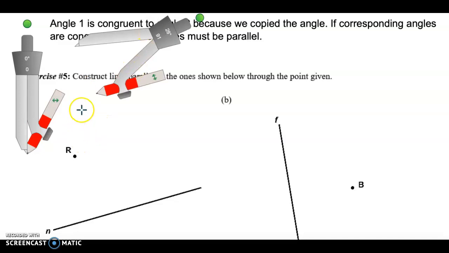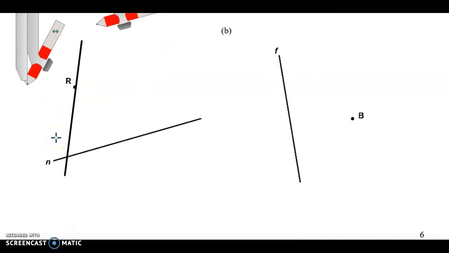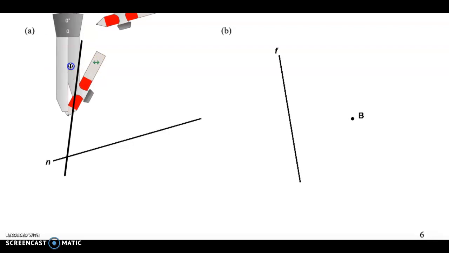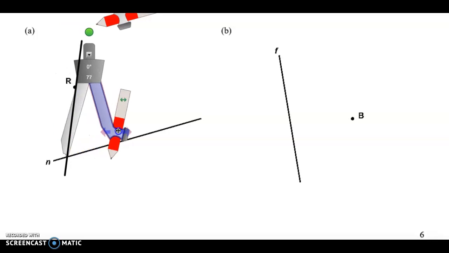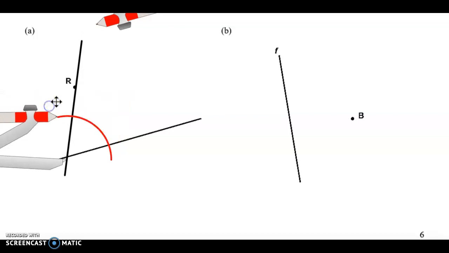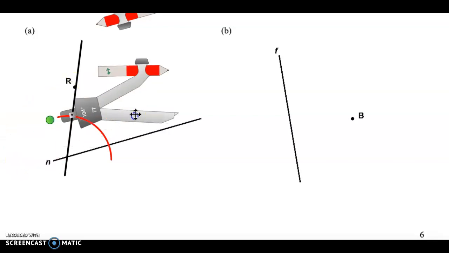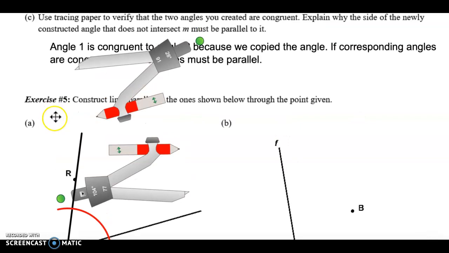Step 1, you draw a transversal that goes through the point and that goes through the line, one of the parallel lines. That creates an angle. This angle down here, you are now going to copy the angle up at the other point. So I put one end of my compass on the angle and I draw an arc. The arc can be as big or small as you want. It can touch R, it can go, this one went below R, it just doesn't matter.